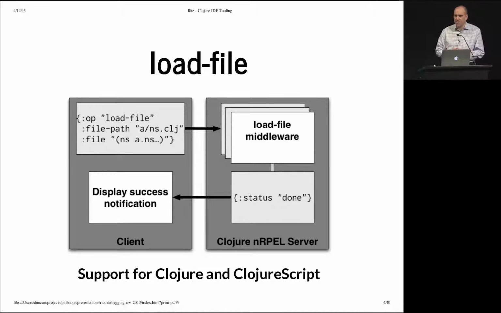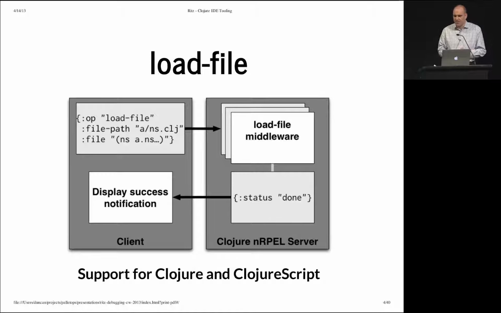So this is just an example of a message and a middleware. On the client side, we have a map that specifies an op for loading a file. That message is sent to the server, where it's passed through the middleware stack, and the load file middleware says, I recognize that op, I'm going to handle it. And it loads the file you've requested, sends a status message back to the client, and the client can display whatever to say that the file has been loaded.